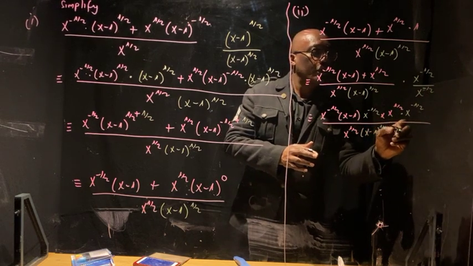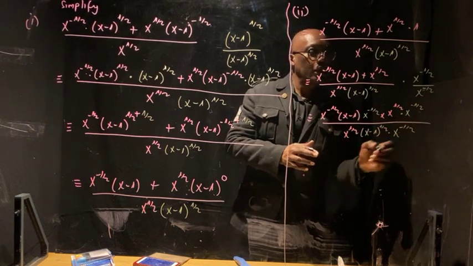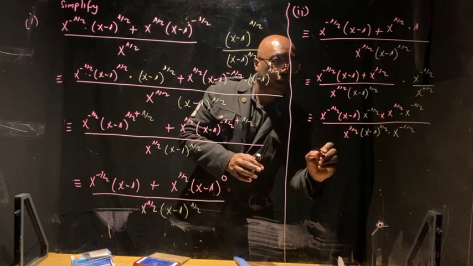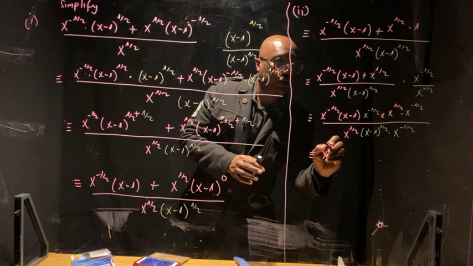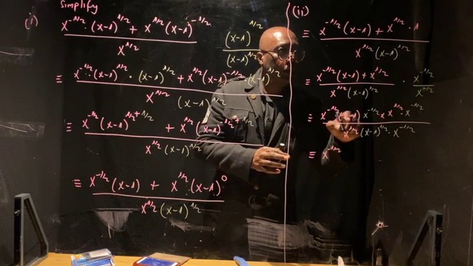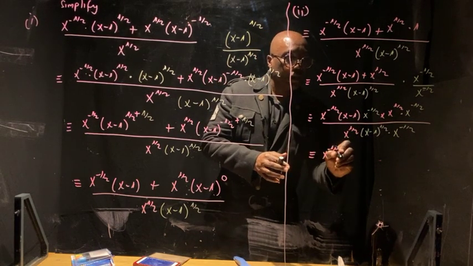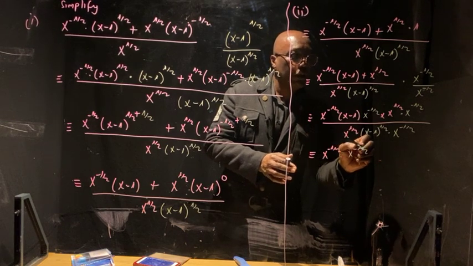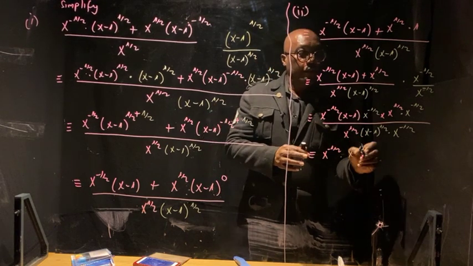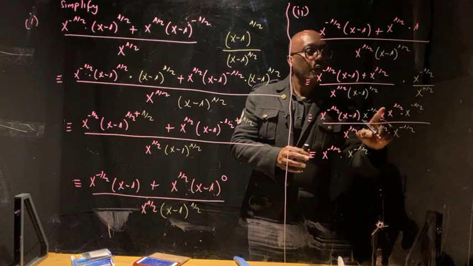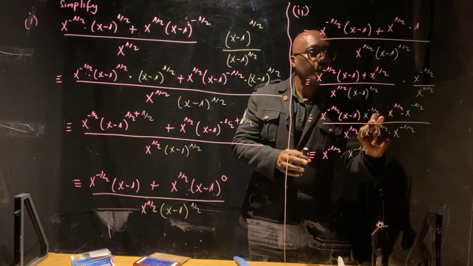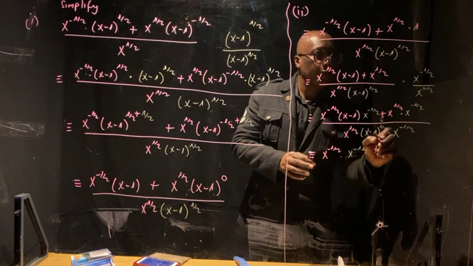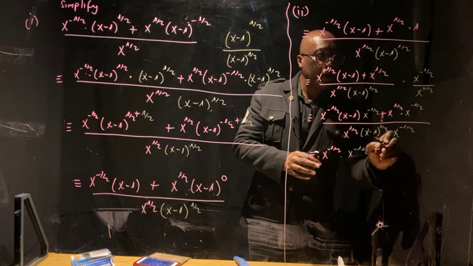Times x raised to the power negative half. Good. This is no different from x raised to the power negative half, which is this one, and I'm bringing that one here. X raised to the power negative half. And then this is plus, sorry, plus x raised to the power half.